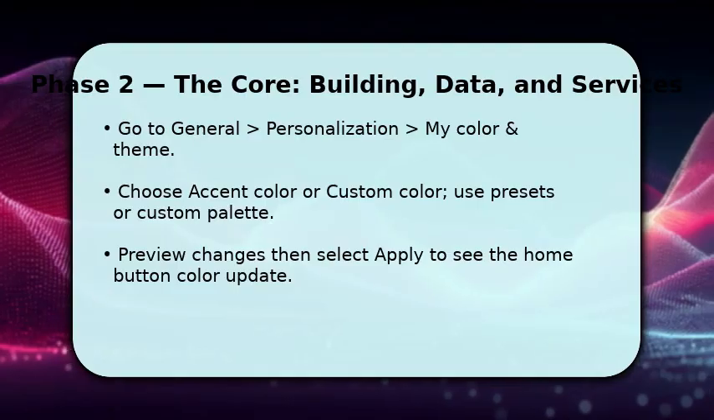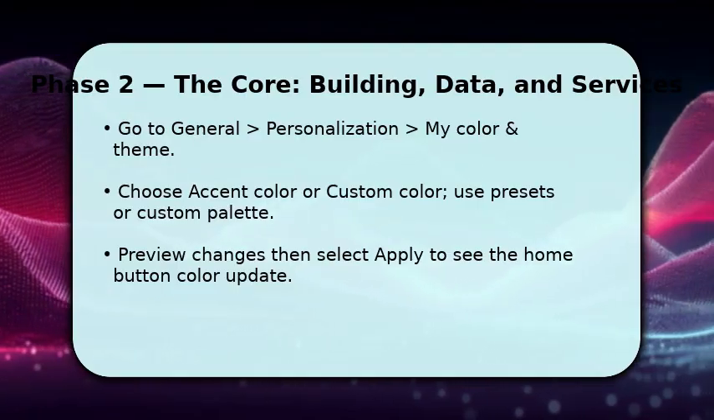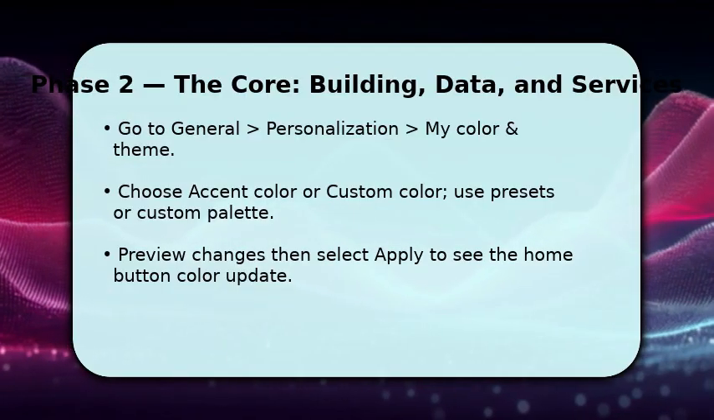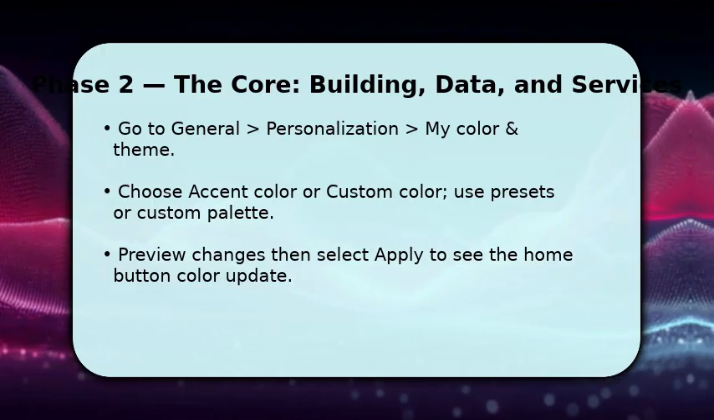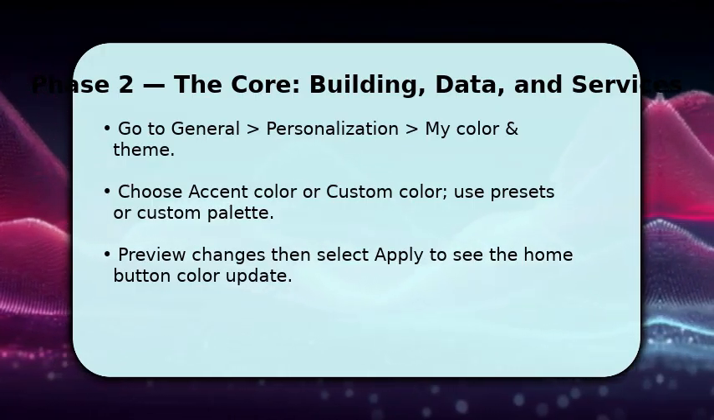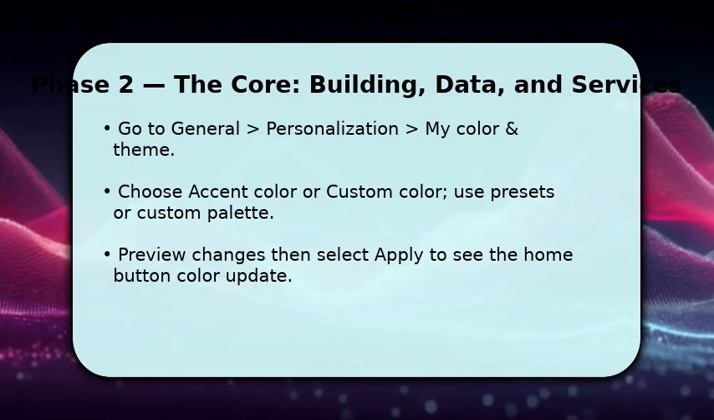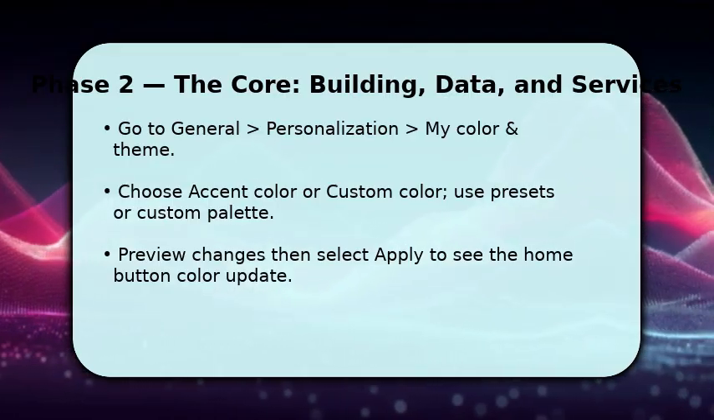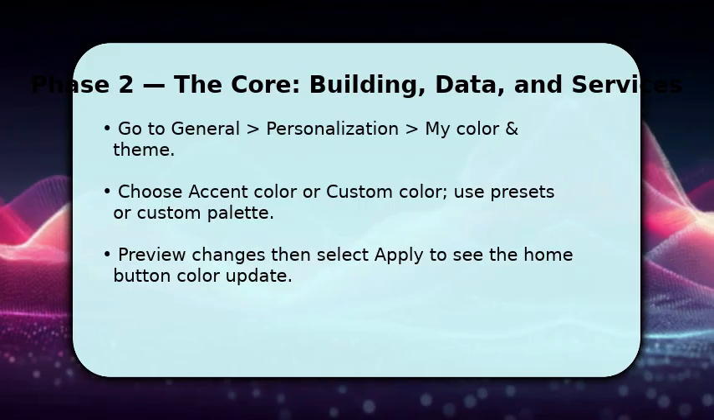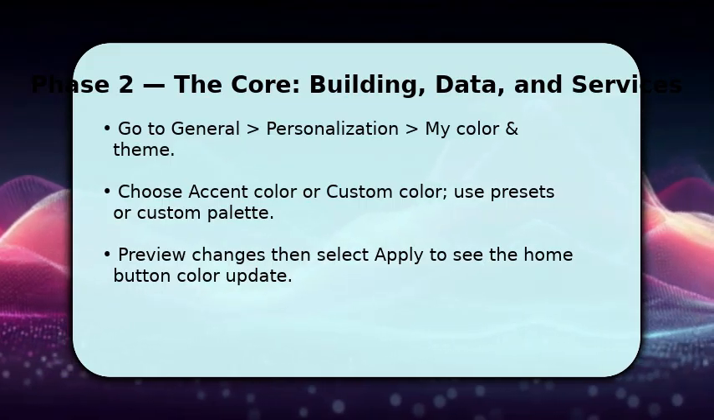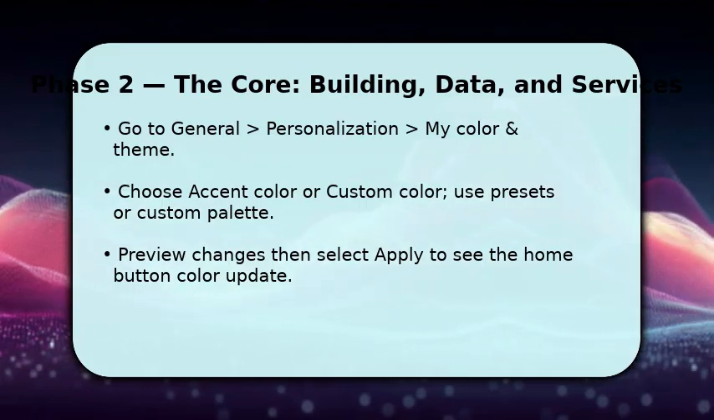Once in personalization, choose My Color and Theme to reveal accent options. This directly controls the home button ring and UI highlights. Select accent color for presets or pick custom color to fine-tune hue and brightness. Use the palette to get the exact shade you want. You can preview the change in the sample UI before committing.